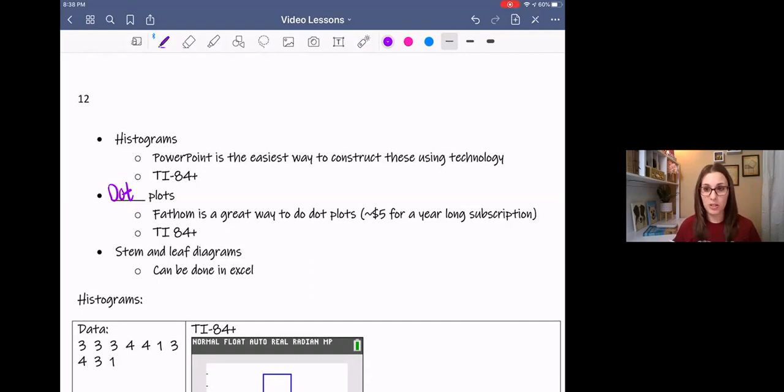And then you can also do it in TI-84 if you have that. There are some really good videos on YouTube on how to do that. For dot plots, Fathom, which I told you I was going to talk about, is a really easy way to do dot plots, and also the TI-84. And for stem and leaf diagrams, you can do this in Excel or by hand. By hand's pretty easy.